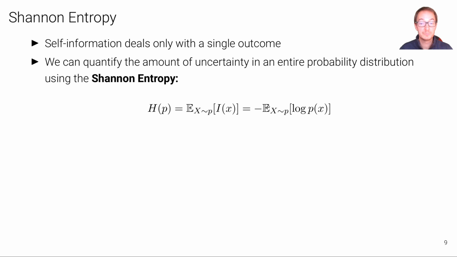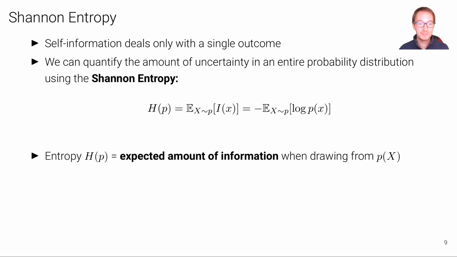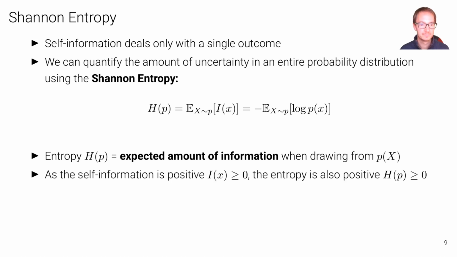And so that can then be rewritten, by the definition of the self-information from before, as minus the expected value of the logarithm of p of x. In other words, the entropy H of p is equal to the expected amount of information when drawing from p of x. As the self-information is positive, the entropy is also positive, right? The expectation doesn't change anything. We're just summing up and weighting by the positive probabilities. So if I is positive, then E of I must also be positive.